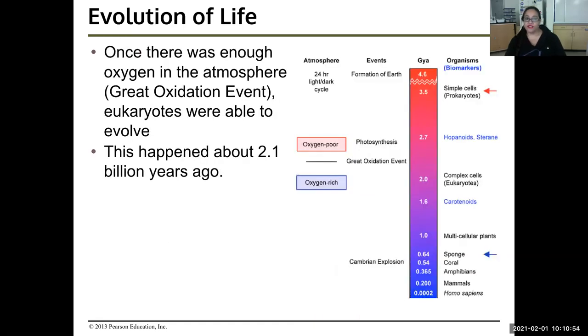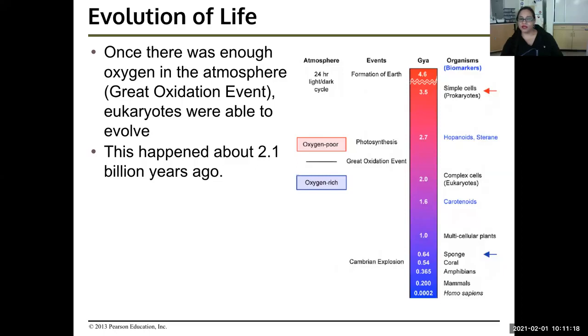Once there was enough oxygen in the atmosphere, we call it the Great Oxidation Event, eukaryotes were finally able to evolve. Eukaryotes need oxygen to live. And this happened about 2.1 billion years ago. So when we talk about things evolving, we talk backwards. How many million years ago something happened or something evolved?